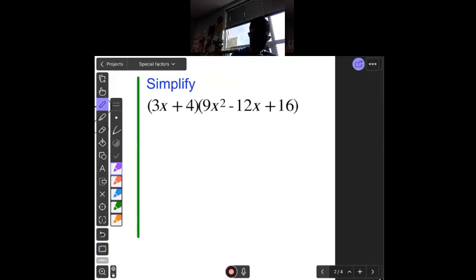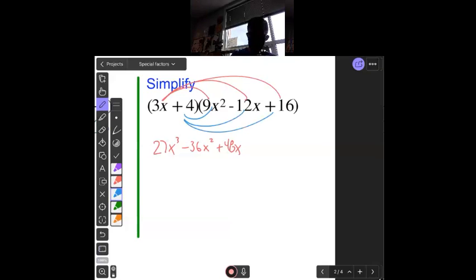So 3x times 9x squared, 3x times negative 12x, 3x times 16. So that gives me 27x cubed minus 36x squared plus 48x. Okay, I'm distributing 4, gives you positive 36x squared minus 48x, and 64 is 4 times 16.